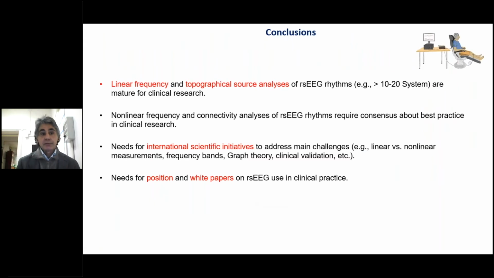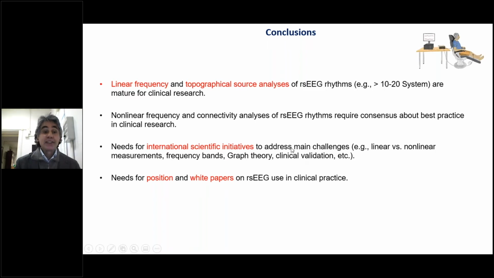In conclusion, linear frequency and topographical source analysis of EEG rhythms are mature for clinical research. Nonlinear frequency and connectivity analysis of EEG rhythms may require consensus before a full use in clinical research and clinical trials.